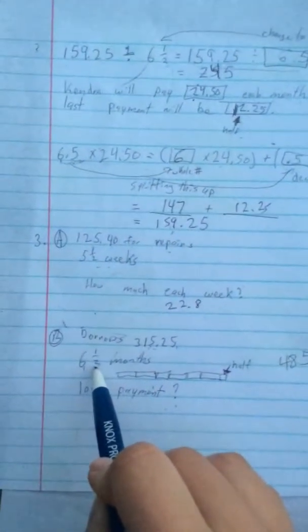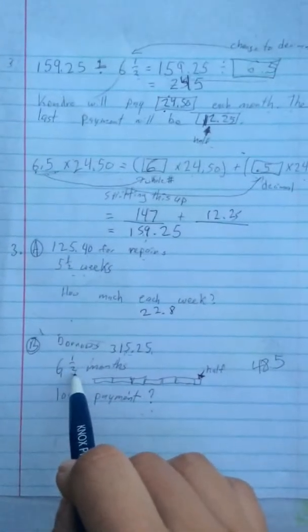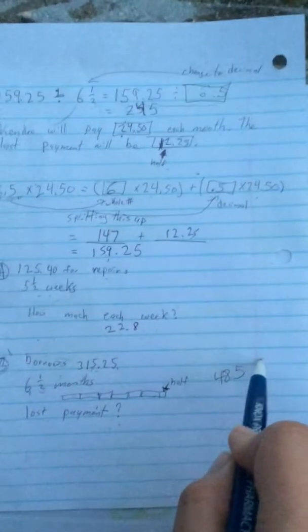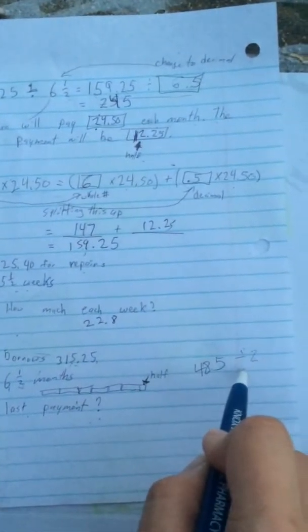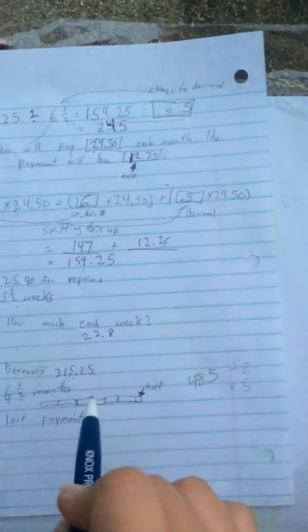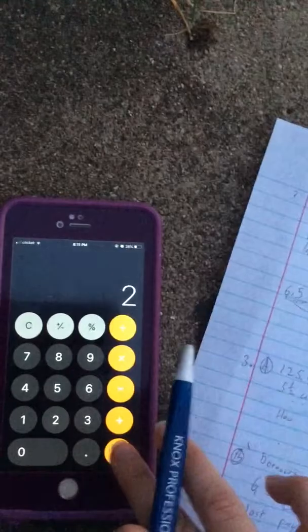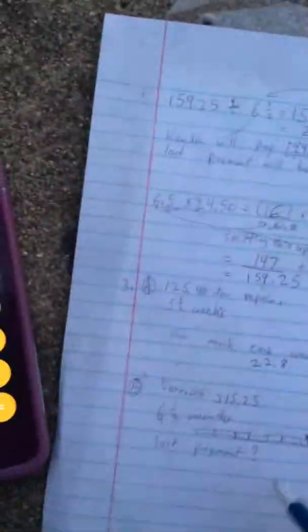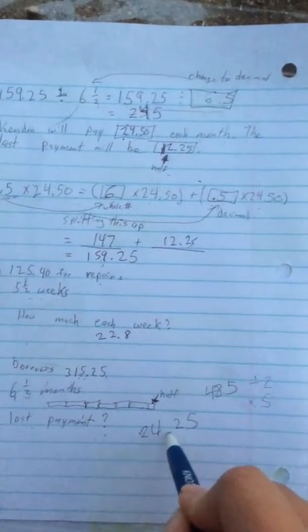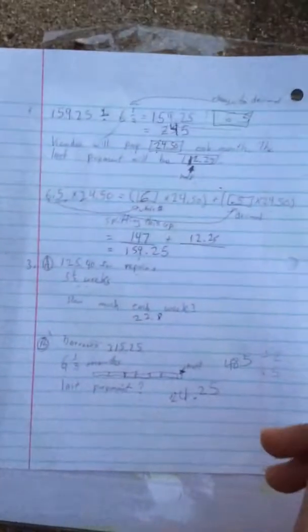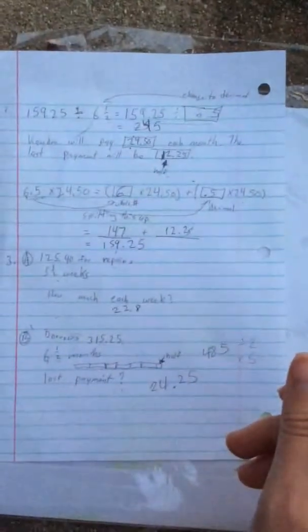And I need to know the last payment. So, the last payment's going to be a half payment. Because I only owe her not 7 months, but only 6.5. So then I'm just going to figure out either what. You can divide this by 2, or you can times it by 0.5. You can do it however you want to. So we can do it dividing it by 2 to see what half of it is. So your answer, 24.25. Okay, so I hope that makes sense.